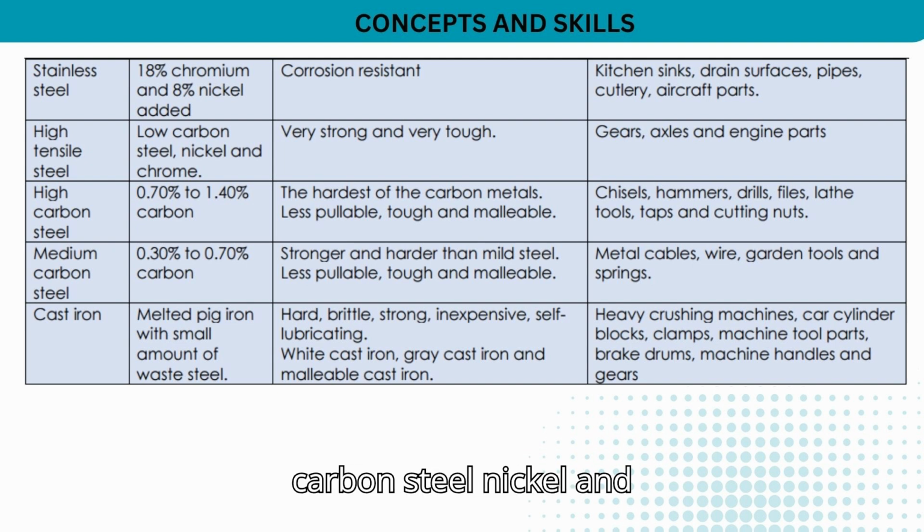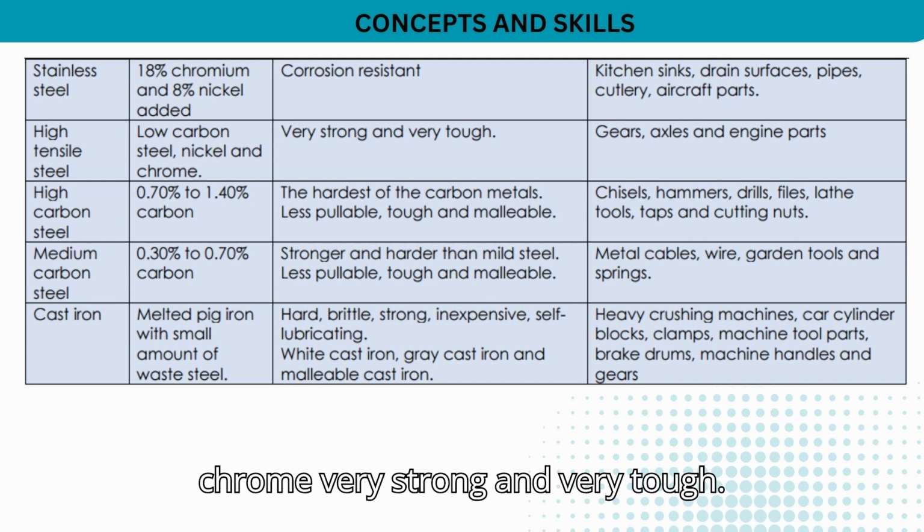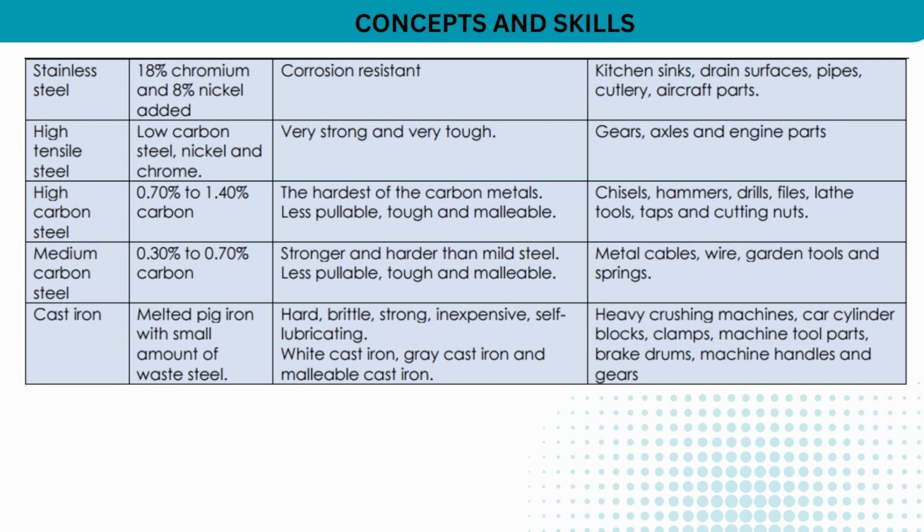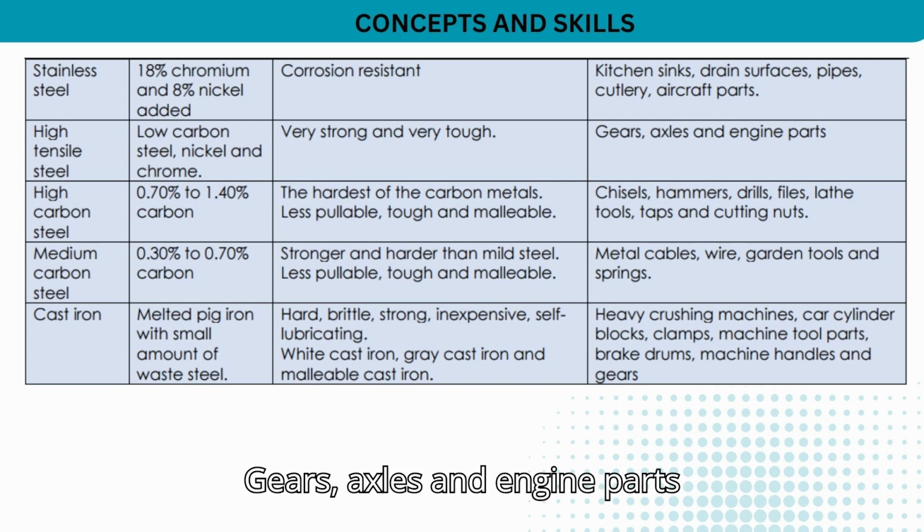High tensile steel. Low carbon steel, nickel and chrome. Very strong and very tough. Used for gears, axles and engine parts.